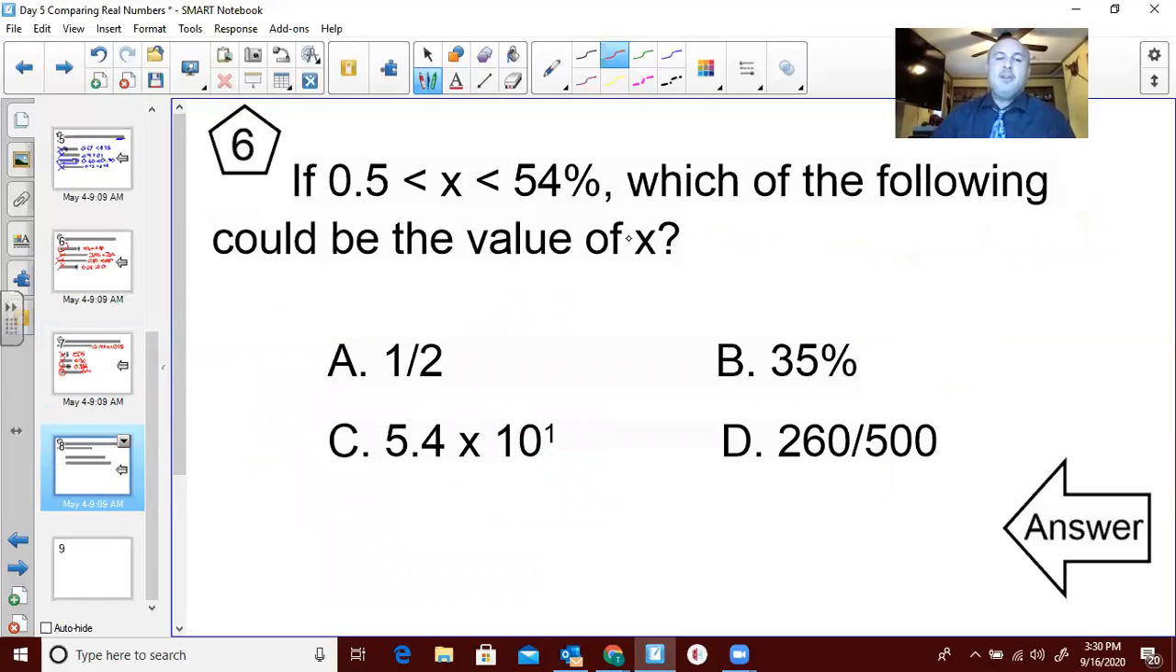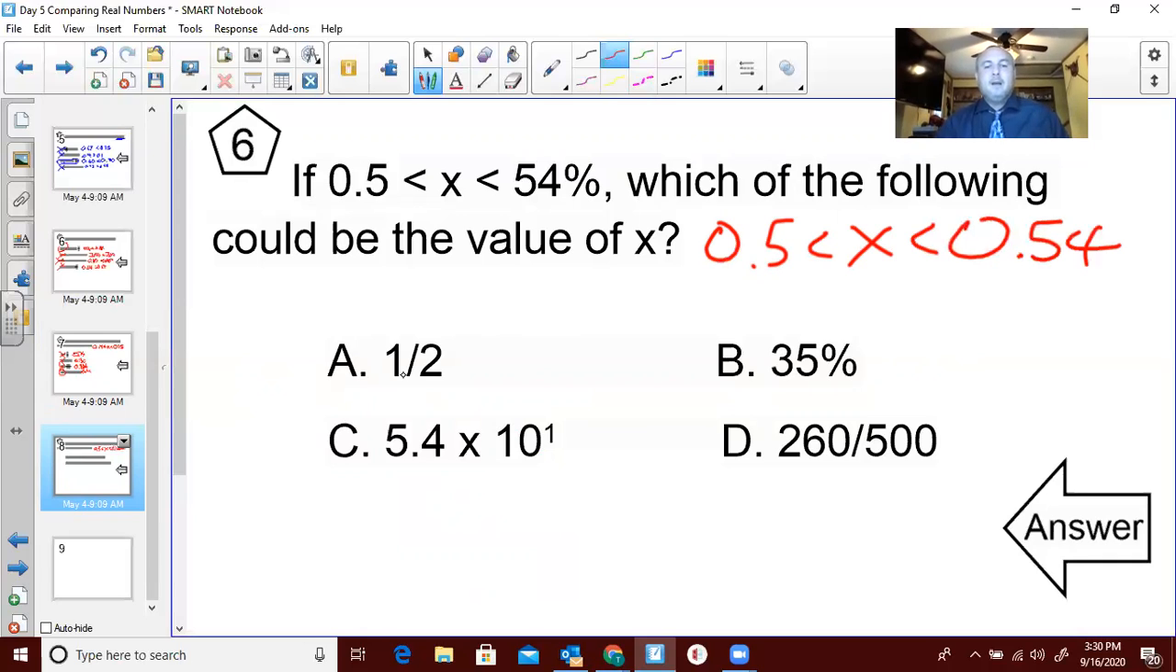And the last one for the day is a number. We need to find a value of x that'll work for this, something that is greater than 0.5 and less than 54%. So I'm going to rewrite it again, 0.5. My x is greater than that, but less than, and we know that my decimal is going to be 0.54. Half is 0.5, as stated before. 0.5 cannot be greater than 0.5 because it is 0.5, so that guy's out.